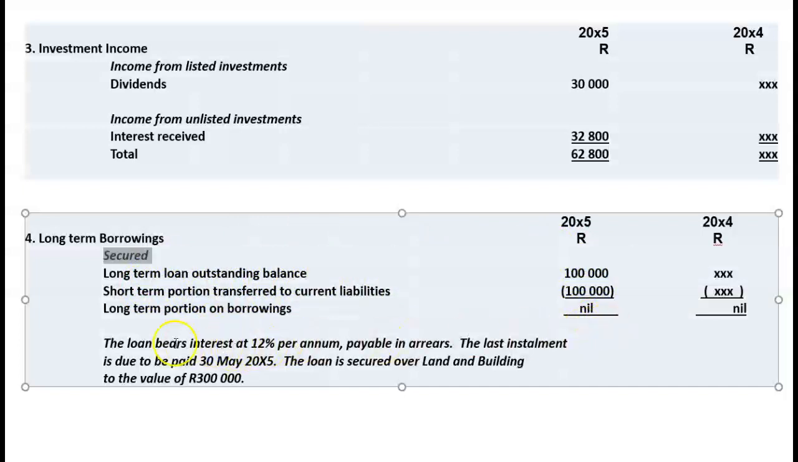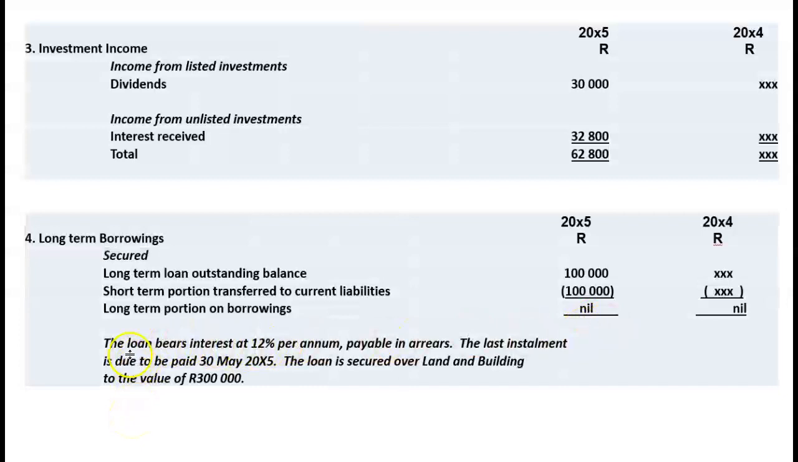So then we have to say what are the particulars of the loan. The loan bears interest at 5% per annum payable in arrears. The last installment is due to be paid on 30 May 25. The loan is secured over land and buildings to the value of 300,000. Now, if we had to do the IAS 16 note on property, plant and equipment, we would cross-reference that note to note number 4, where we would indicate in that note as well that certain property, plant and equipment was actually secured against a loan.